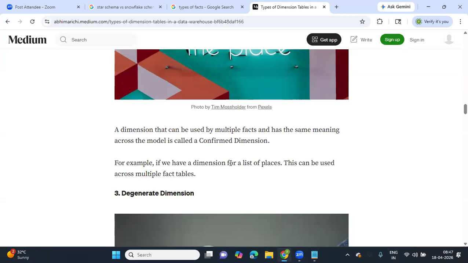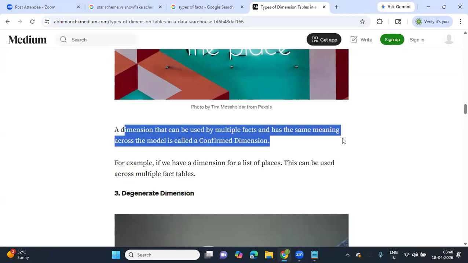Okay, if that table is referred in the customer table or the orders table, anywhere you are referring, the meaning is same. It is just the location or the address. It will be a little confusing when I tell you one more concept, role playing dimension and conformed dimension. So here we are giving an example. If we have a dimension for the list of places, this can be used across multiple facts. It has the same meaning.